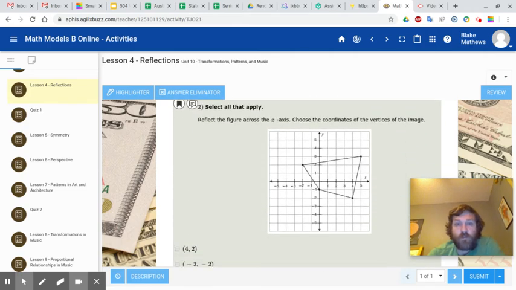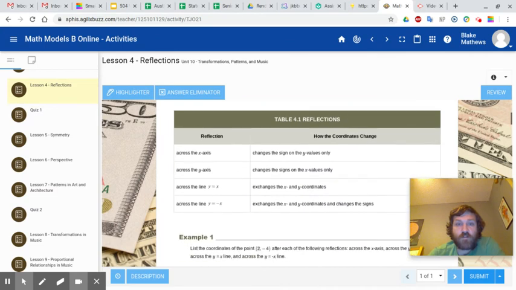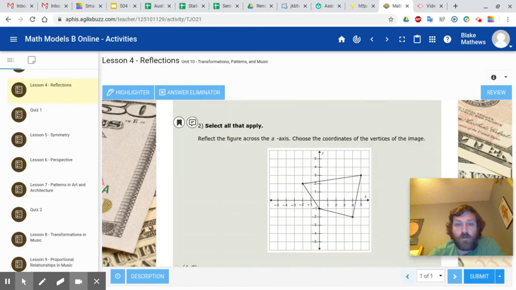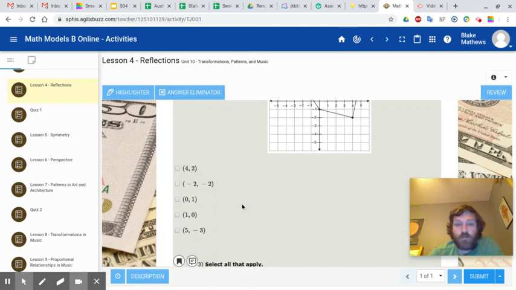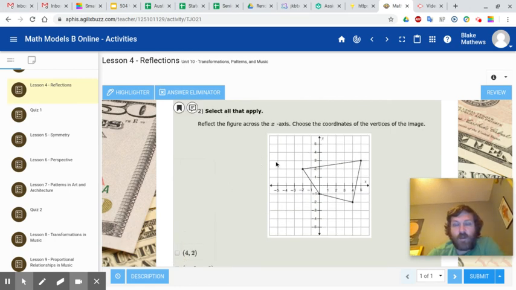It's the opposite with x-axis reflections. It says across the x-axis changes the sign on the y value only. So we do the opposite. We switch the y value. So for instance, this point is going to be 5, negative 3 because the y value is going to change. Change the sign of the y value.